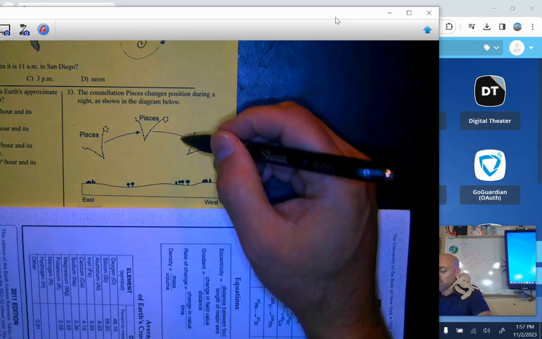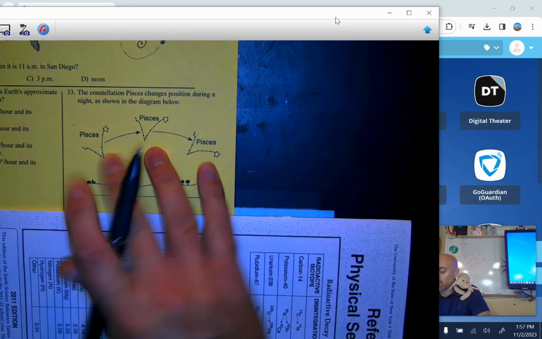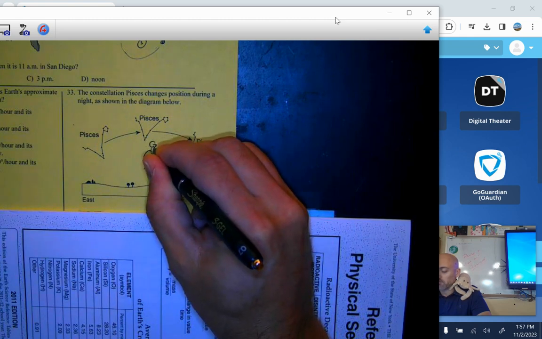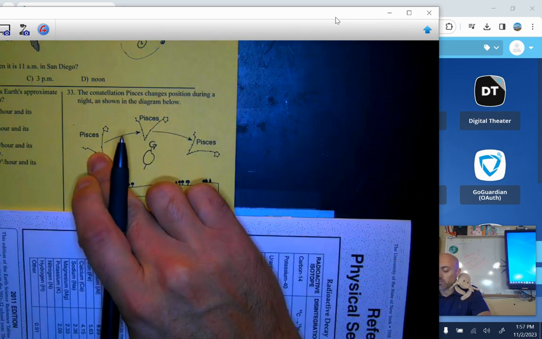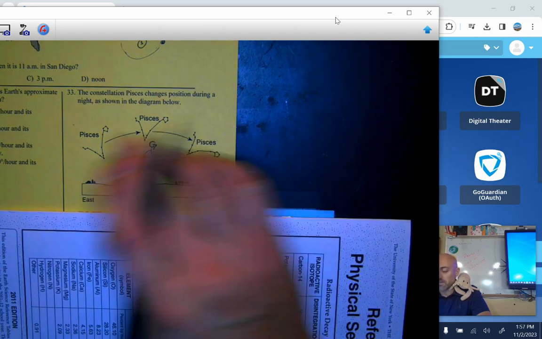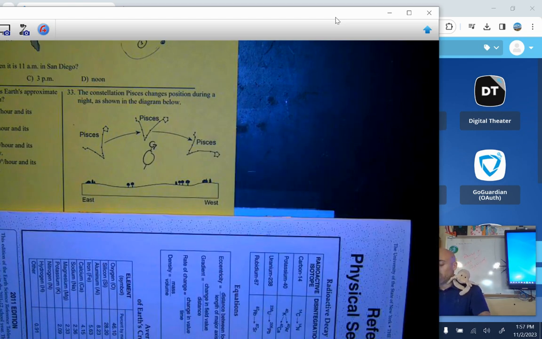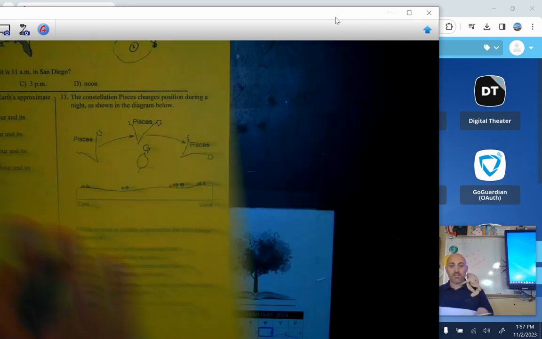This is a change in one night. So if constellations are changing in one night, you're talking about the Earth spinning. That spin is a rotation. That's a daily change. If you were talking from January to August, any kind of long-term change, you're talking about a revolution. So knowing the rates that those things happen and stuff, pretty important.